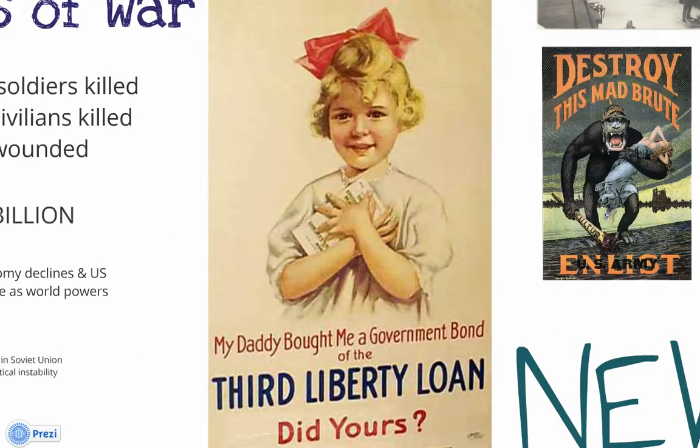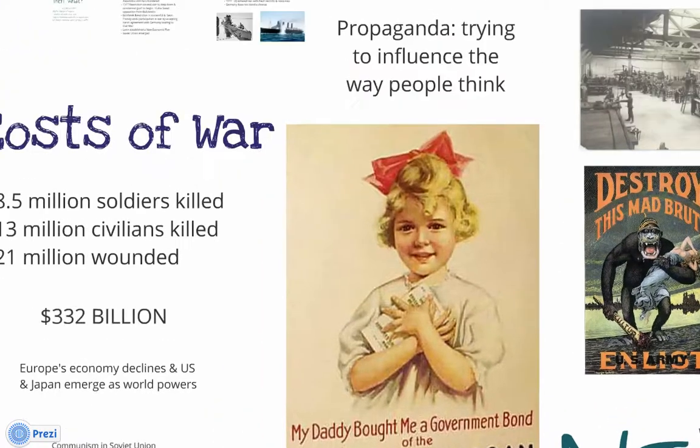"And my daddy bought me a government bond of the Third Liberty Loan. Did yours?" So Liberty bonds, victory gardens, things like this are going to be methods that are going to feed into total war. Every branch of society, men, women, children, the government, the industry, that industrialism that was previously making textiles, are going to create ammunition, parts for tanks. We're going to encourage people to have victory gardens so that you grow your food at home so that the farmers can send food to the troops. So total war is every aspect of society being involved.